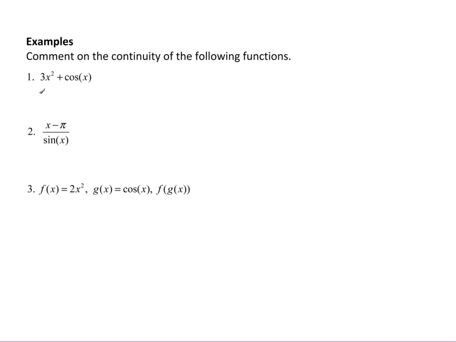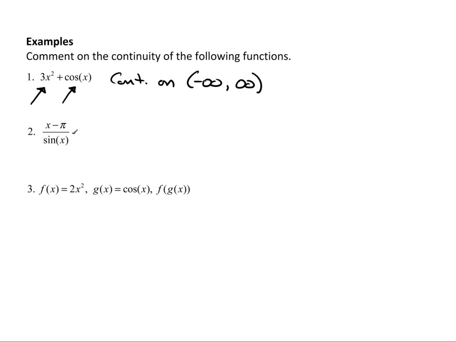This is not a composite function. This is actually a sum or differences of two functions. This is a polynomial. Cosine is continuous everywhere. So I have a polynomial plus cosine. Both are continuous everywhere, so this is continuous on negative infinity to infinity.